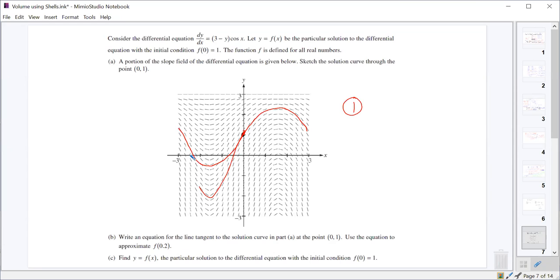If yours extended further down, that's fine. If yours extended a little further up, that's fine. It just needs to be pretty close. It doesn't have to be perfect. So just 1 point for that one. Good or no? Easy enough?